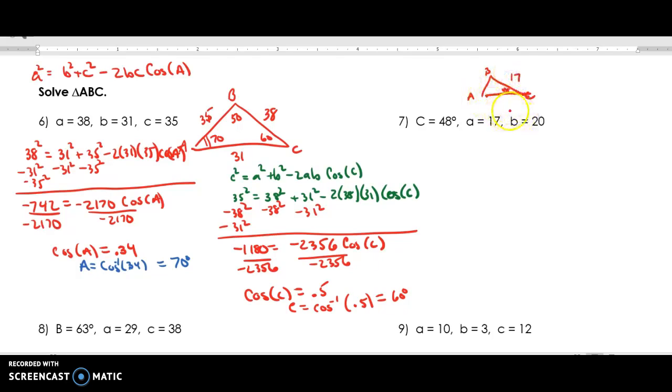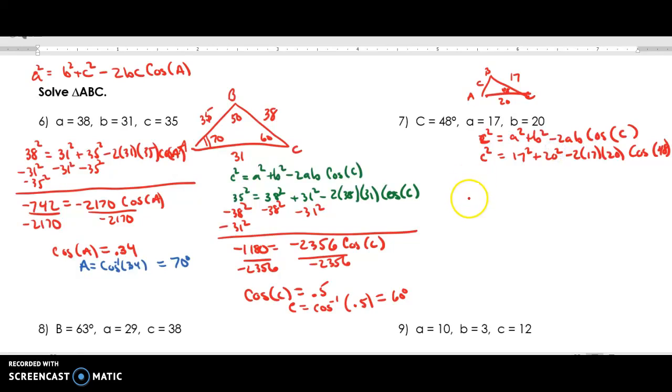Little a is 17, little b is 20. So let's go ahead and find little c first. Remember, c squared is equal to a squared plus b squared minus 2ab times the cosine of angle C. So in this case, we don't know c squared, but I know a is 17 squared plus b is 20 squared minus 2 times 17 times 20 times the cosine of 48 degrees, because that's the measure of angle C.